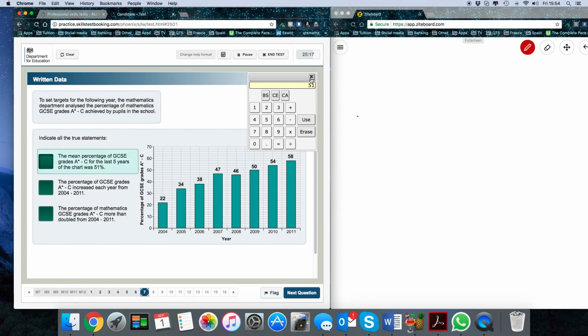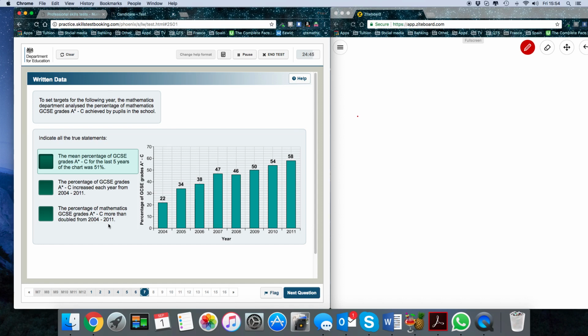So on to the second statement. The percentage of GCSE grades A star to C increased each year from 2004 to 2011. Now 2004 to 2011 is every single bar, so all you're really trying to do is find somewhere where it doesn't go up, and in the middle here it dropped from 47 to 46, so this is a false statement.